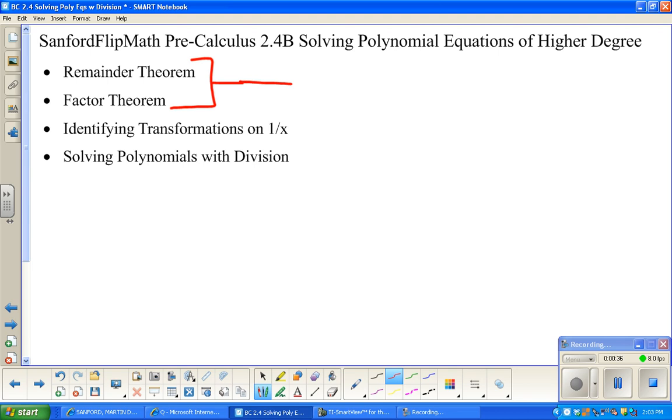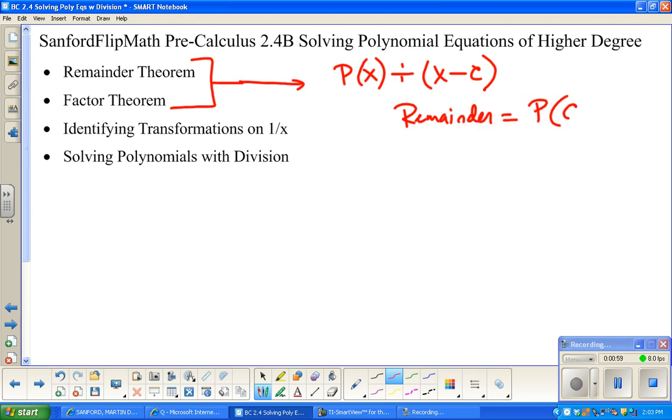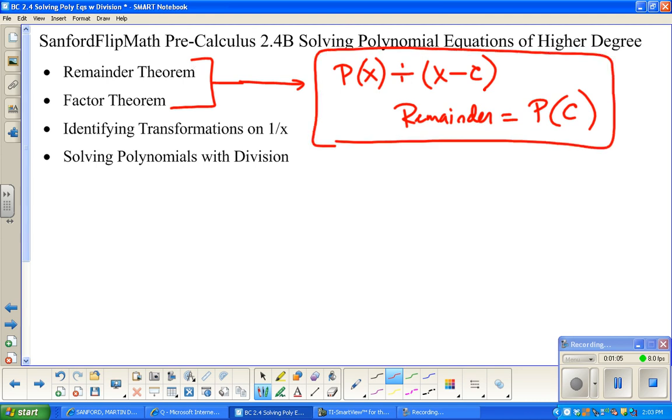And the remainder theorem basically says something like this. If you take some polynomial and divide it by some linear expression like x minus c, it turns out the remainder will be equal to p of whatever that c value is. Okay, now your book says something similar to this, and now the question is, what does that really mean?